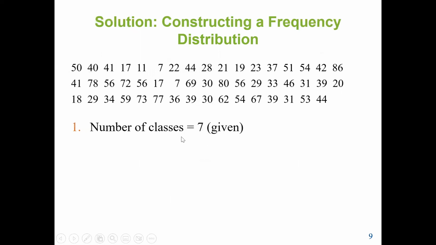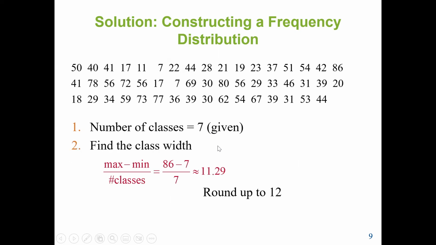The first step, as we said, is to decide the number of classes we need. In this case, we selected 7, which is given in the question. Or we can choose any number. Normally, the number of classes should be somewhere between 5 and 20. If we decided to have 7 classes, the next thing we need to do is find the class width. In order to find the class width, we find the range of the values, which is the maximum value minus the minimum value, divided by the number of classes.